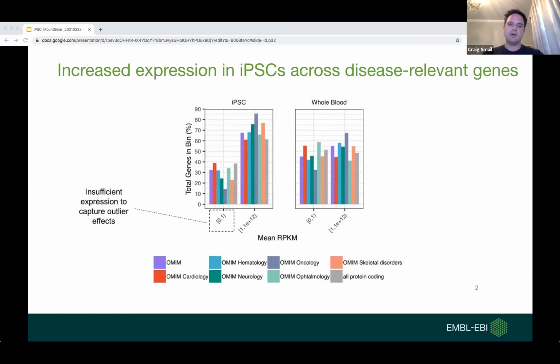And so in these plots, we're classifying genes into 2 buckets of expression on the x-axis, with this first bucket containing genes which have really insufficient expression for identifying outliers robustly. And on the y-axis is the percentage of known disease genes from OMIM, the Online Mendelian Inheritance in Man database. So OMIM genes from various disease groupings, which fall into each bucket. And so we found that across all disease categories, more genes are expressed in iPSC than blood.